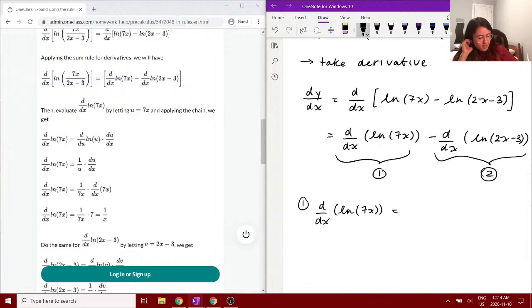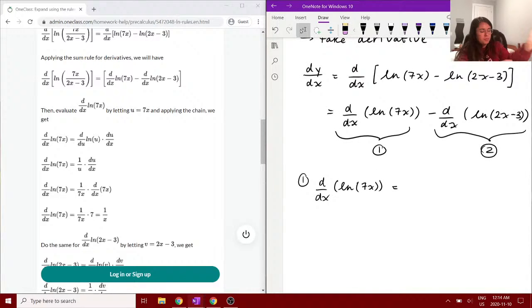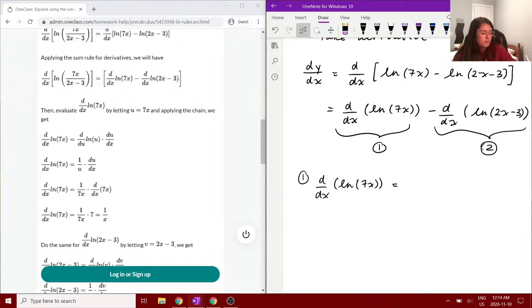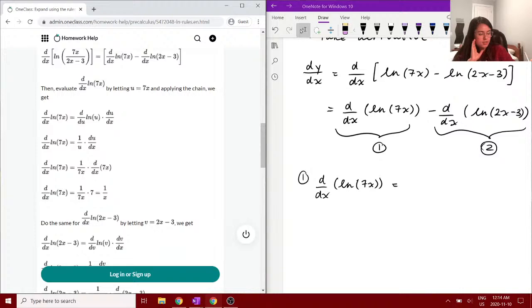Like I was saying, this solution lets u equal 7x. Then what you're doing is taking the derivative of ln u, right? And that's pretty simple because it's already a known function. I'm going to leave that out so we can go through a little bit more quickly because I think it's fairly easy to understand. But if you need it, it'll be here on this left side.